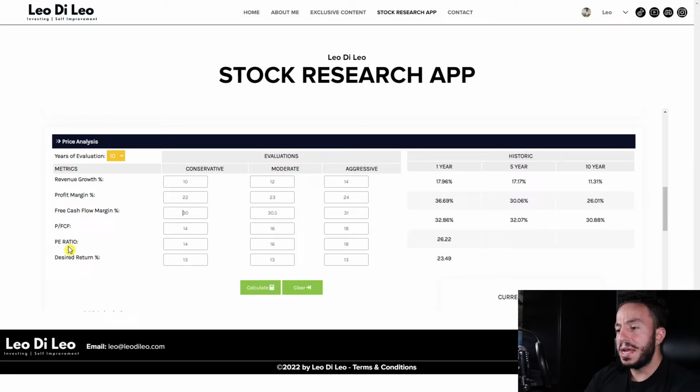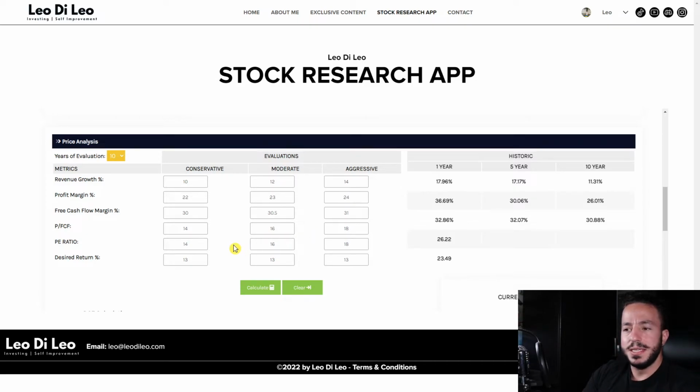Now with the price to free cash flow and PE ratio, I did a conservative estimate by being 14, 16, and 18. Ideally, folks, as I said with the PE ratio, we want to be underneath 22.5. That's the same rule that applies to price to free cash flow. Granted, you could put this multiple at any price point that you want, but I feel that paying a price point that's below 20 makes the most sense.